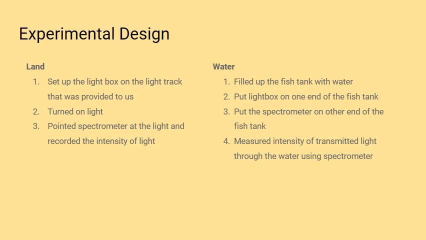We had two experimental designs, the first one being on land, with light just passing through air. For that one, we simply set up the light box on the light track, turned on the light, pointed the spectrometer at the light, and recorded the intensity of the light. Then we had a fish tank that we filled with water and put the light box on one end of the fish tank and the spectrometer on the other end, and measured the intensity of transmitted light through the water to see the differences.